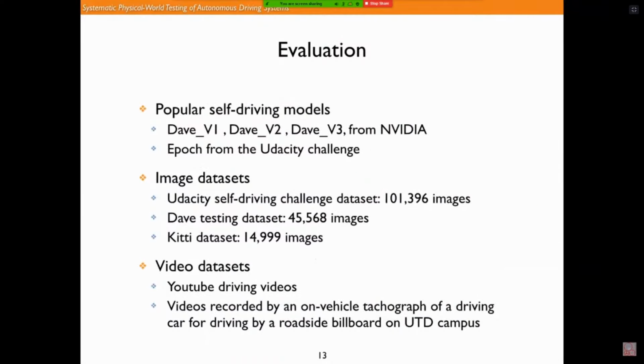Regarding evaluation, we have done a comprehensive set of experiments involving popular self-driving models like the DAVE models proposed by NVIDIA, and note that these DAVE driving models have been intensively tested by NVIDIA by driving millions of miles and incurring almost zero accidents. We also test another popular self-driving model, Epoch from the Udacity challenge. Regarding image datasets, we applied the Udacity, DAVE, and Kitti driving datasets, which are all popular and widely studied datasets for the self-driving scenario. Regarding video datasets, we grabbed YouTube driving videos as well as videos recorded by our own camera of a driving car when we drive by a roadside billboard on the UTD campus, for the physical world implementation and case studies.